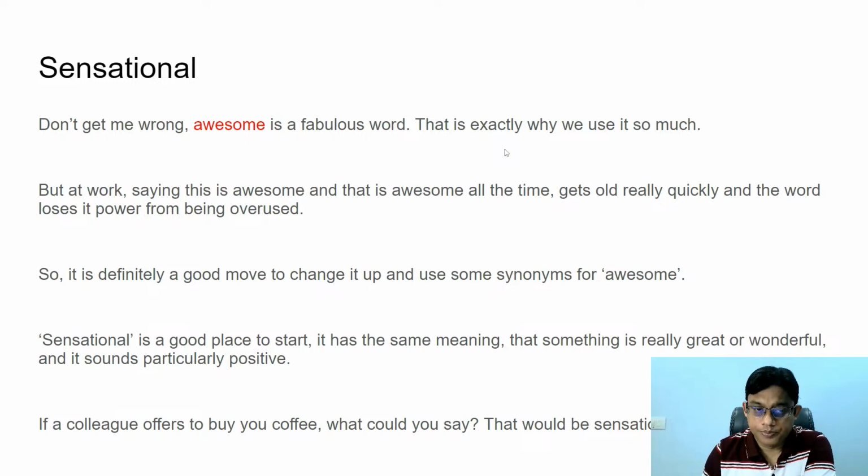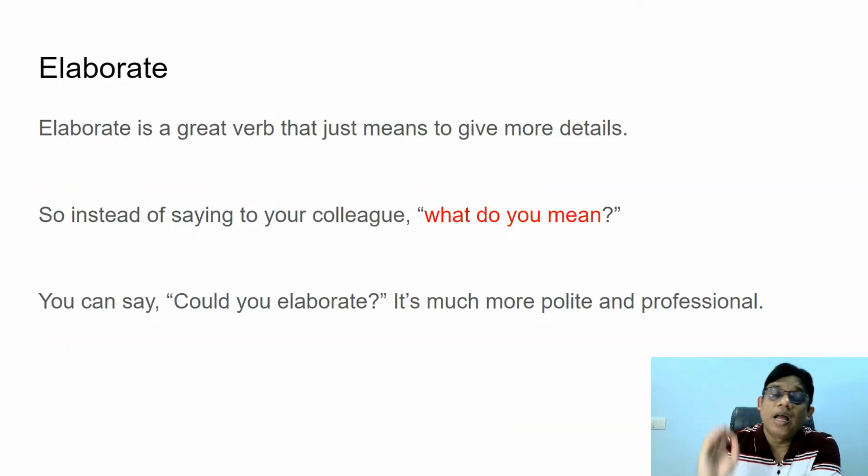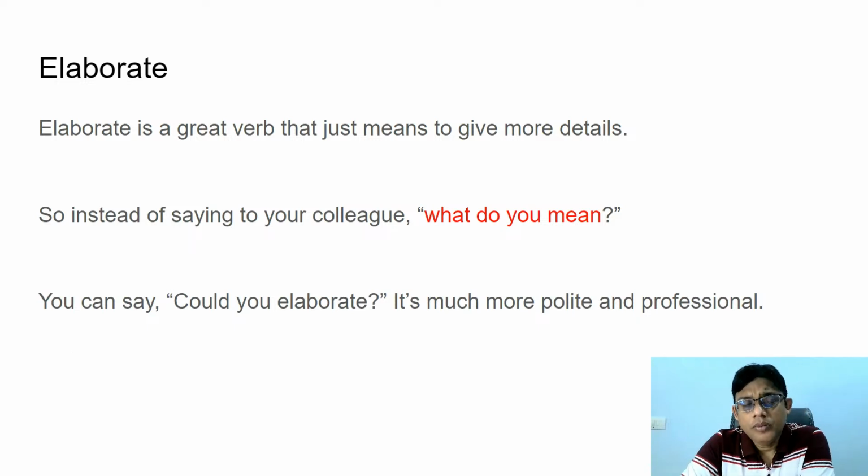Next one, elaborate. Instead of what do you mean? Now, in Asian countries, we ask this question quite often: what do you mean by this? I did not understand. So instead of that, use please elaborate on what you said. Instead of saying, what do you mean? So make a sentence with elaborate.